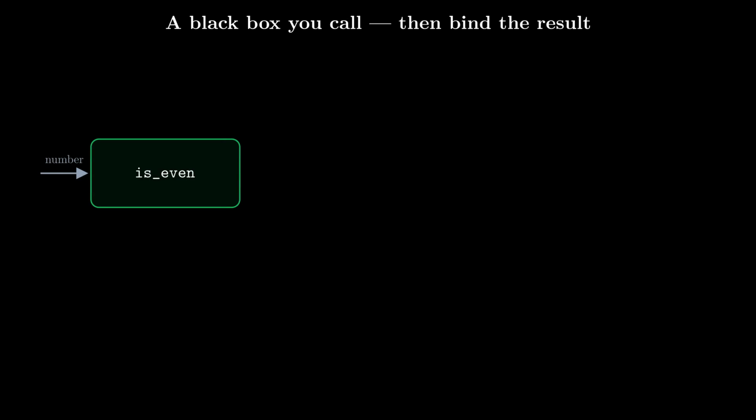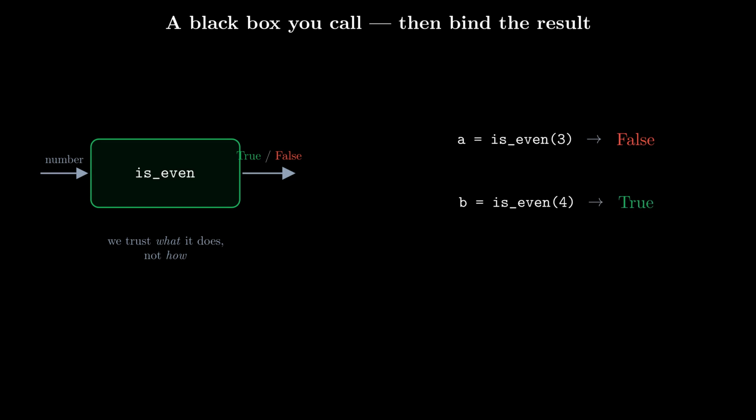Think of that stored function as a black box. Once it is written and it works, we stop caring how it does its job. We only care that we hand it a number and it hands back True or False. The code inside does not run until we make a call. And when we do call it, the returned value can be bound to a variable, just like any other value. We set a to is_even of 3, and a is bound to False. We set b to is_even of 4, and b is bound to True. We set c to is_even of 10, and c is bound to True. The definition sits still. The calls are where the work happens.